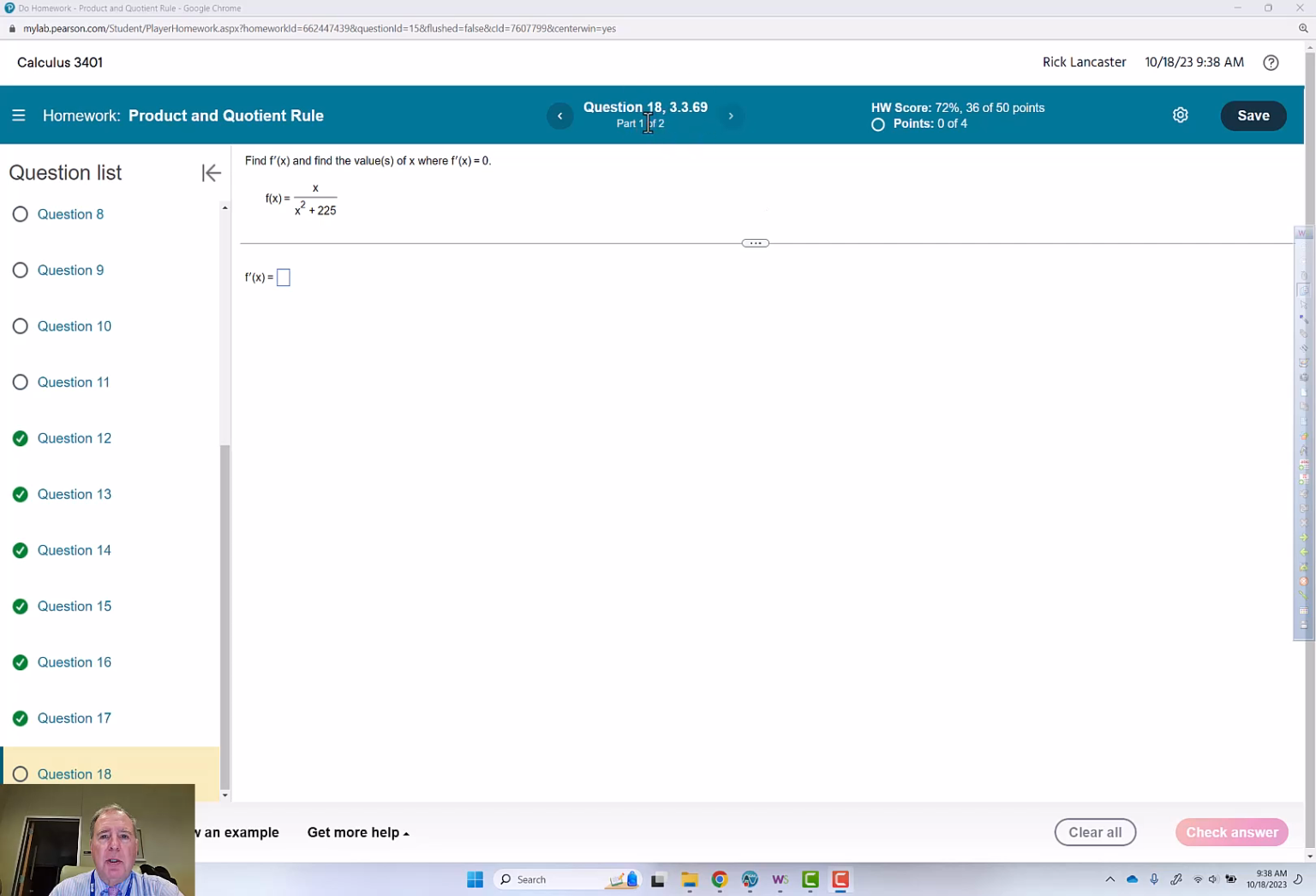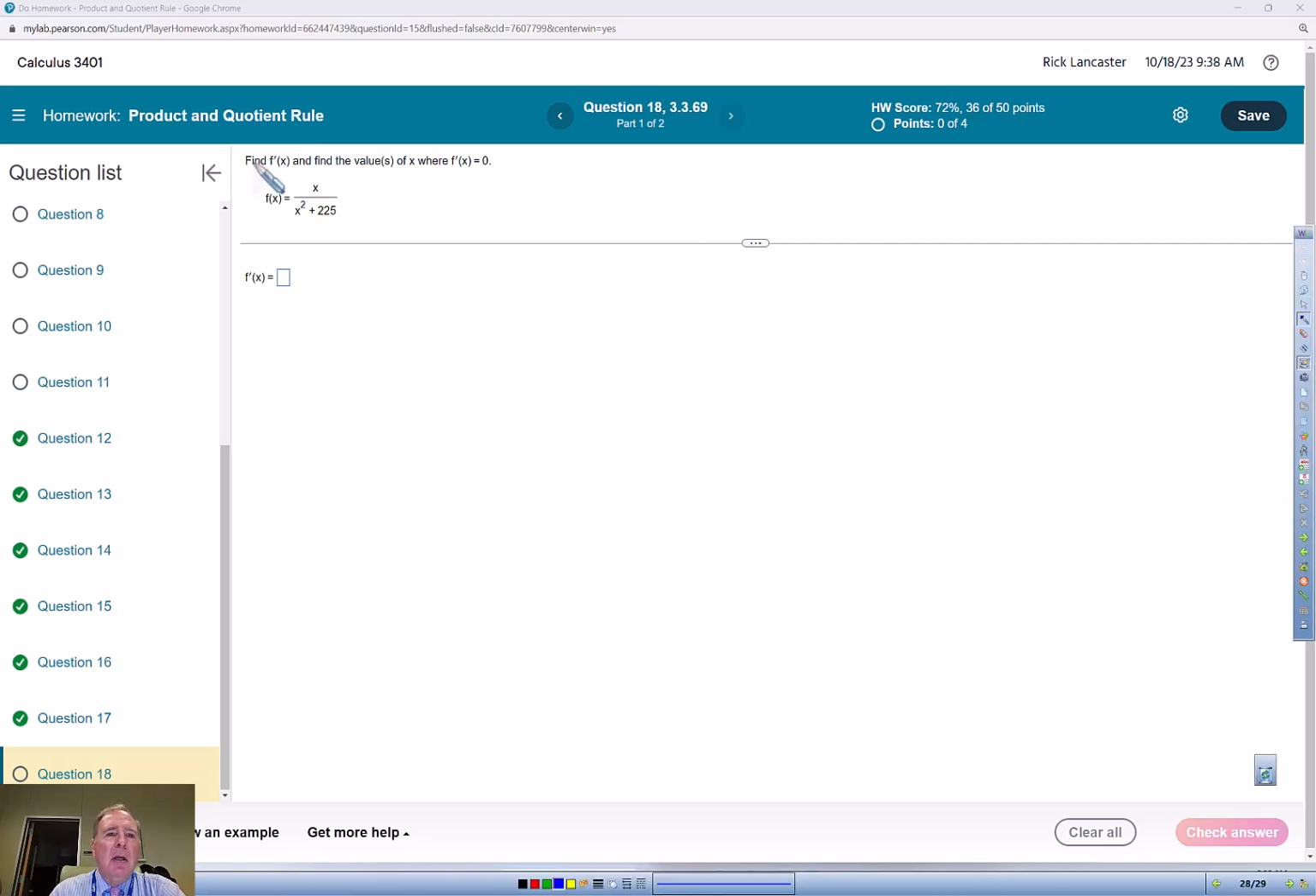This is question 18, the last question of the product and quotient rule assignment. Find f prime of x and find the values of x where f prime of x equals 0. So now we're not being asked to do a tangent line. We're being asked to find where the derivative equals 0, and that'll give us x coordinates where the function has horizontal tangents.